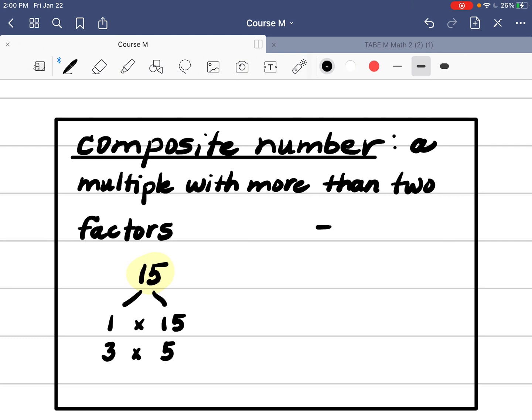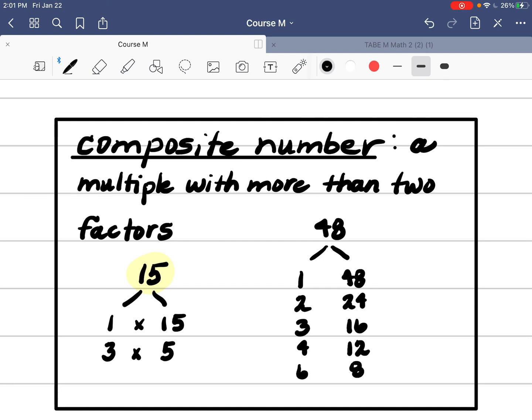Let's look at the number 48. This is always a good one to use. To factor a 48, I could say 1 times 48. I could say 2 times 24. 3 times 16. 4 times 12. 6 times 8. So all of these factors tell me that 48 itself is a composite number.